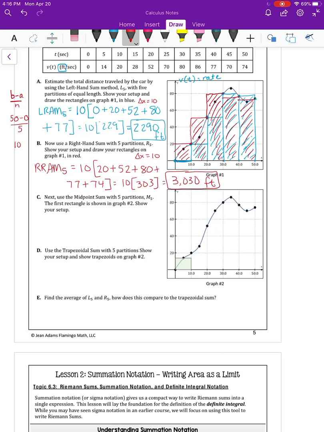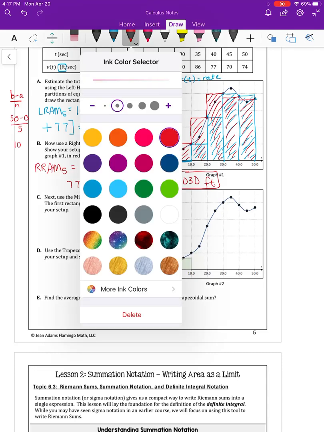So the actual will lie somewhere in between here, because we knew that our LRAM gave us an underestimate while it was increasing, and it gave us an overestimate when on its decreasing portion. And then our RRAM gave us an overestimate on the increasing and an underestimate on the decreasing portion.